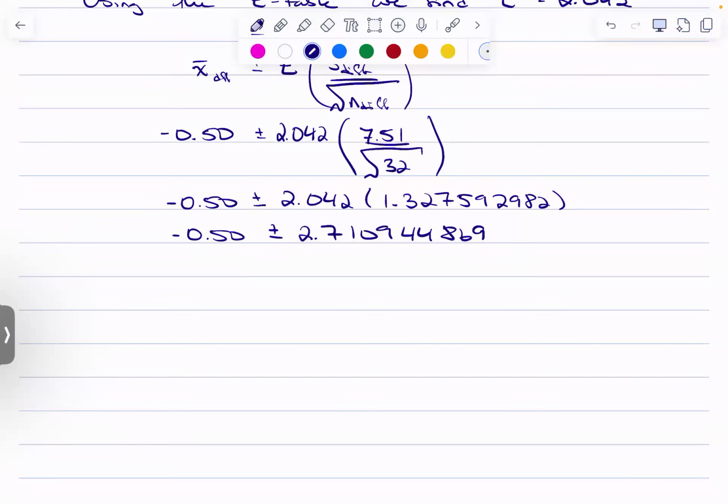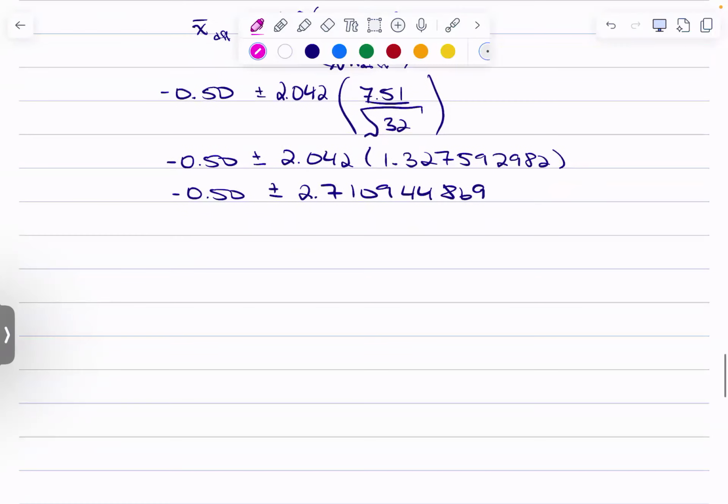I gave you 2 decimal places, negative 0.50 and 7.51. And so you're allowed to round to 2 decimal places. But it's kind of a bad habit to round more than that, okay? And so this is your margin of error.